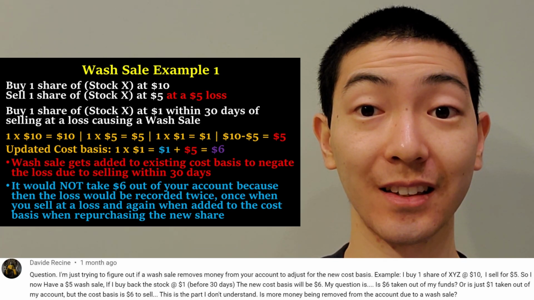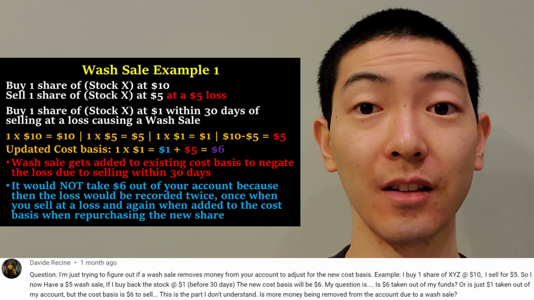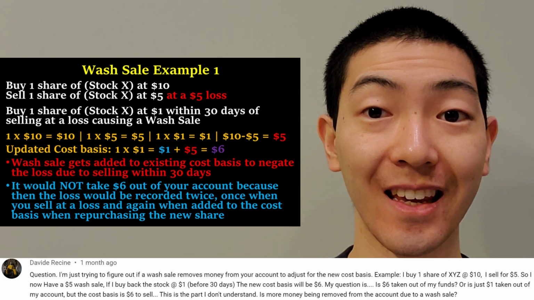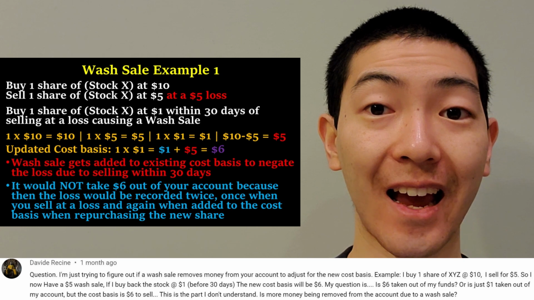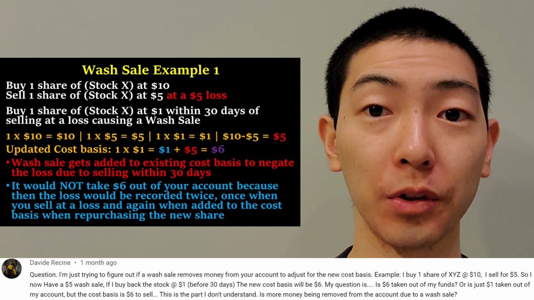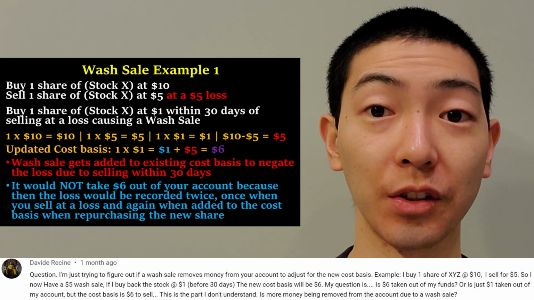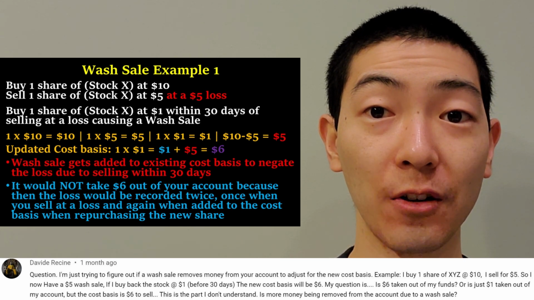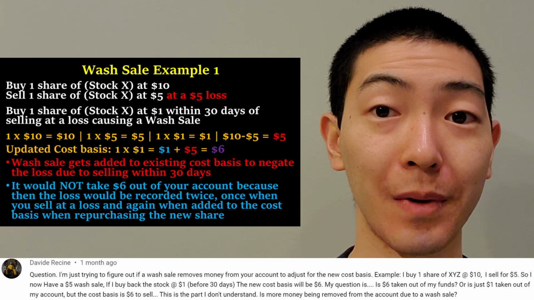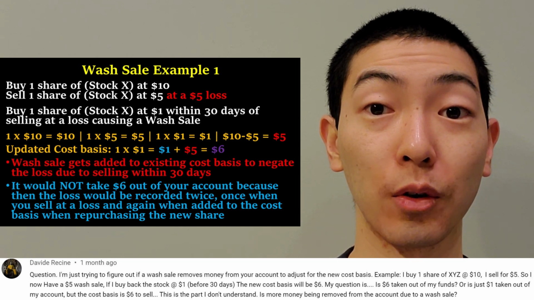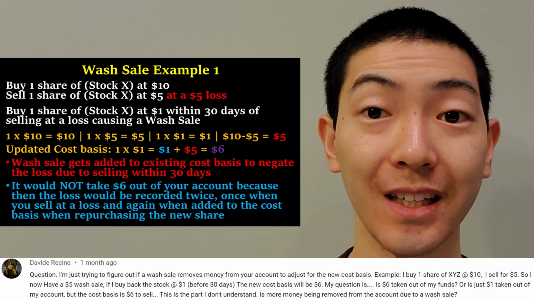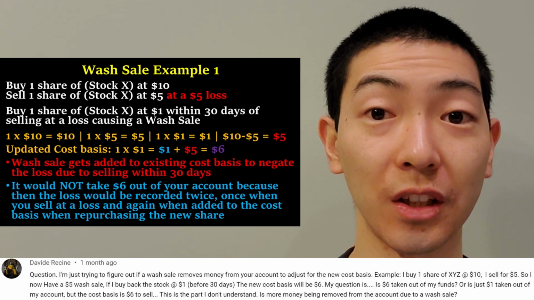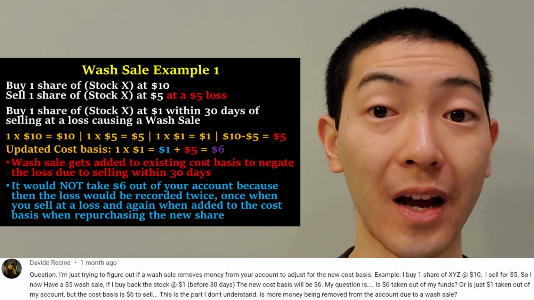It would not take $6 out of your account because then the loss would be recorded twice. Once when you sell at a loss, and again when the wash sale loss is added to the cost basis on the repurchase and money is used for the adjusted repurchase. The answer to this is no. It is an accounting adjustment and the wash sale loss amount is not taken out of your account for a repurchase. Check your trade activity and statements from your broker to see how wash sales are adjusted onto your shares once you have a wash sale.